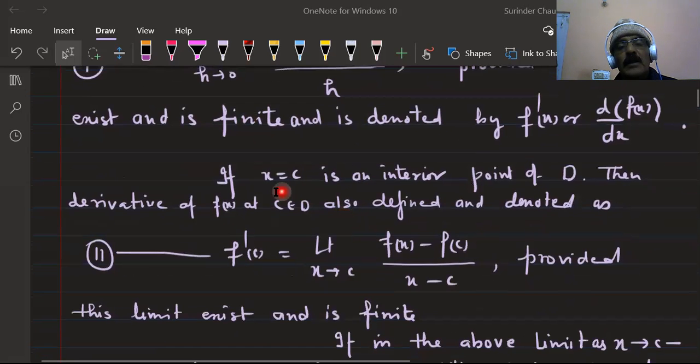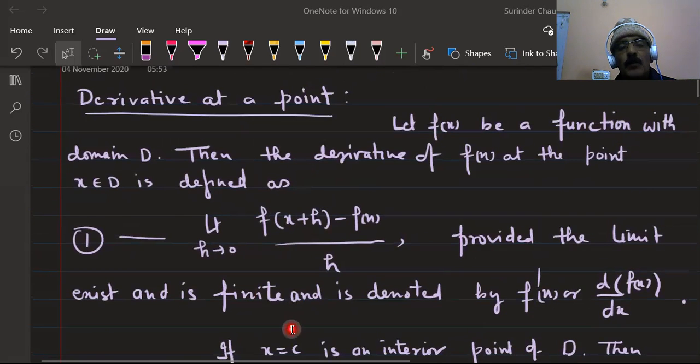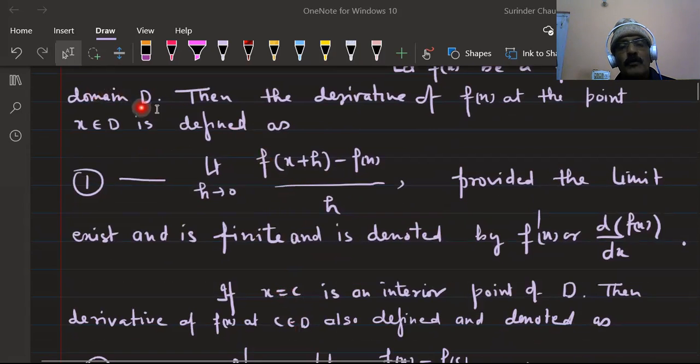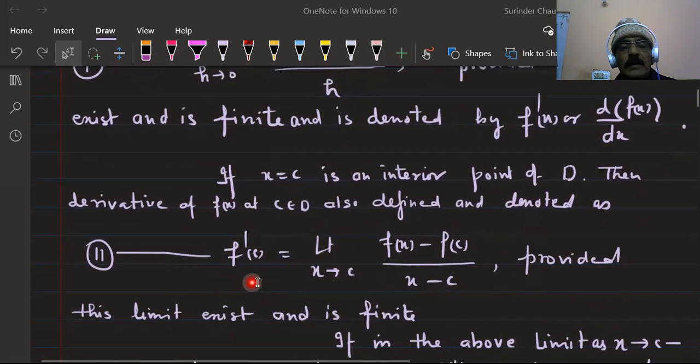Now if in place of an arbitrary point we take any fixed point c of the domain of the function, and c is an interior point, not a boundary point. If the domain is an open interval, then we can discuss all the points. If the domain is a closed interval, then we discuss it at the interior points of D. Then the derivative of f(x) at c belonging to the domain, c must be a point at which the function is well defined, and is denoted by f'(c).